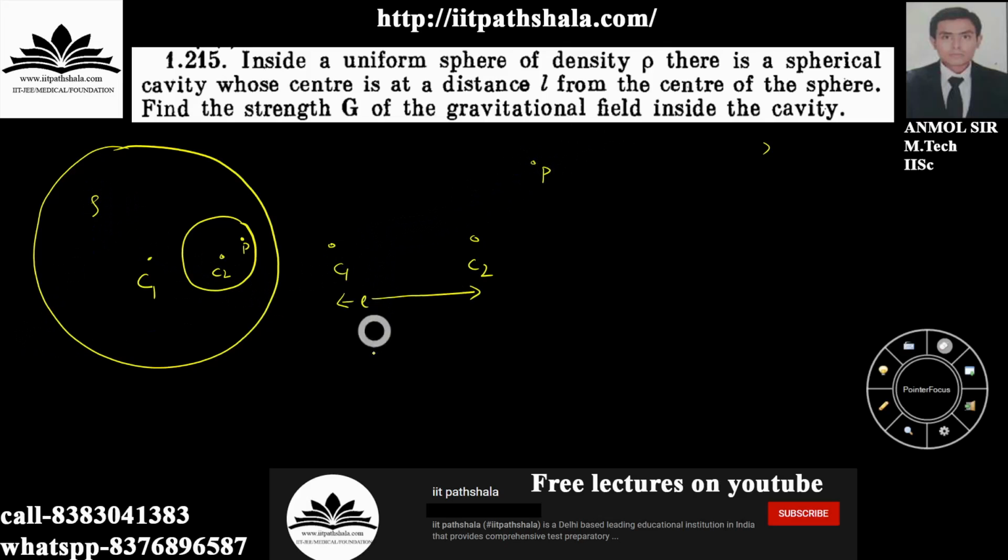Now, because I know that gravitational field is a vector quantity, I will be needing vectors. Which vectors? Position vectors. So this is my first position vector r1 with respect to C1. This is my position vector r2 of this point P with respect to C2, and this is my third position vector, let us say the L vector, with respect to C1 itself.